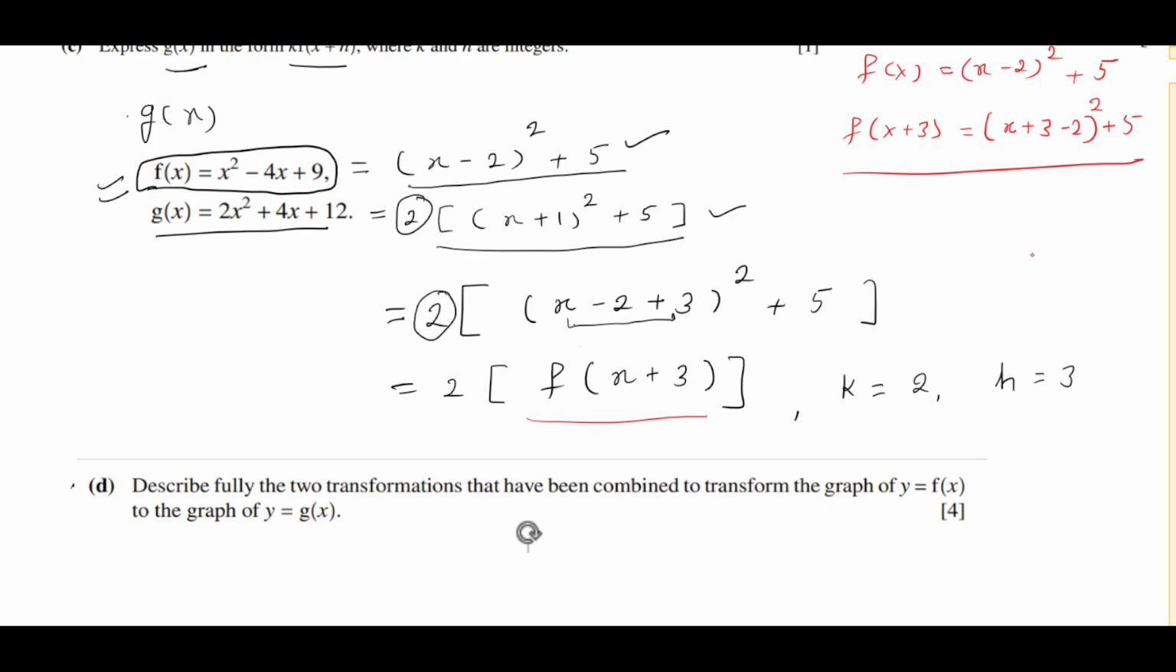Okay. Now in the D part, describe fully the two transformations that have been combined to transform the graph y equals f(x) to the graph y equals g(x). So I'm just writing this down once. Yes, you can.